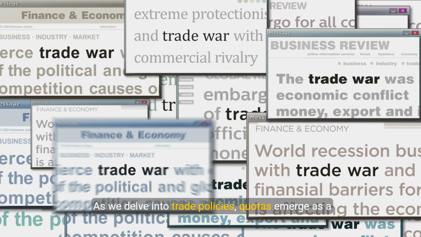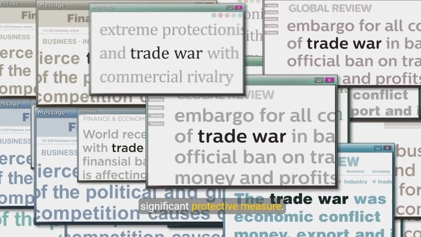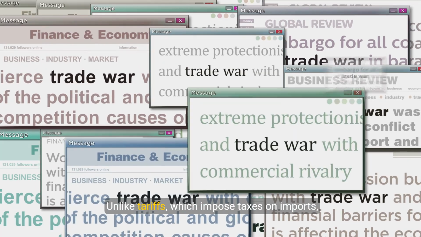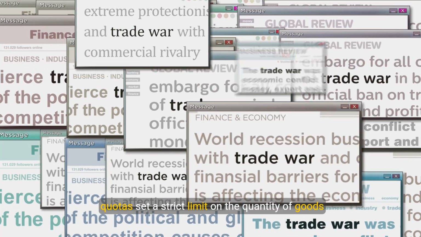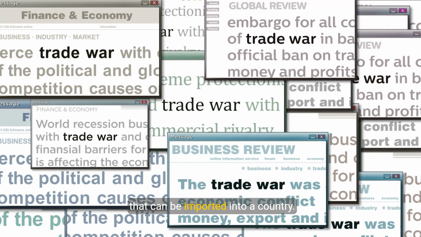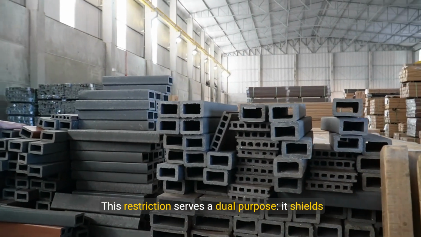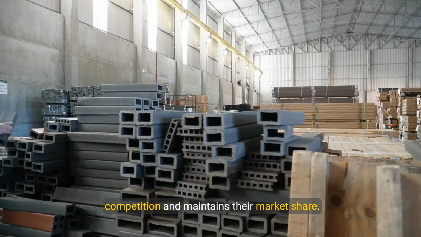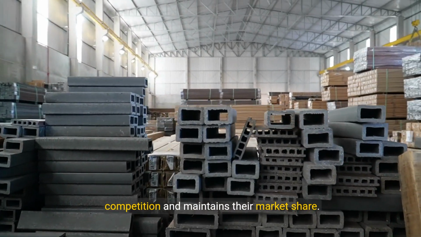As we delve into trade policies, quotas emerge as a significant protective measure. Unlike tariffs, which impose taxes on imports, quotas set a strict limit on the quantity of goods that can be imported into a country. This restriction serves a dual purpose. It shields domestic producers from overwhelming foreign competition and maintains their market share.